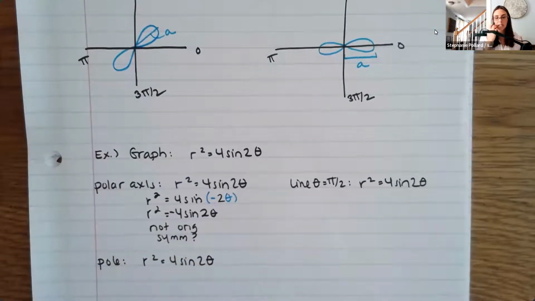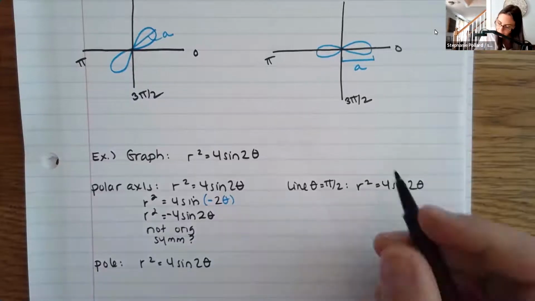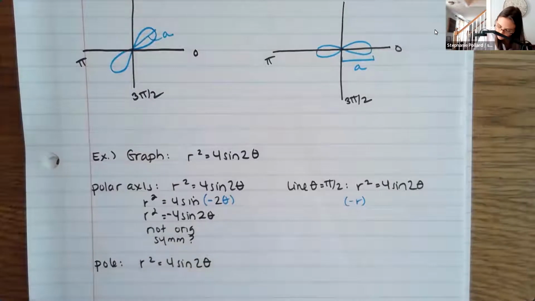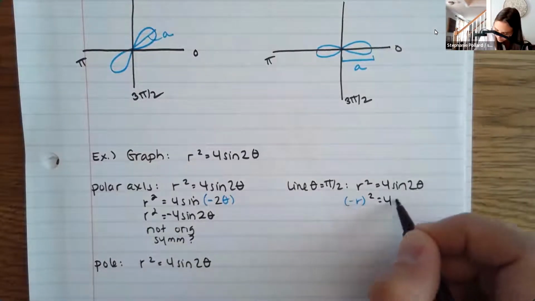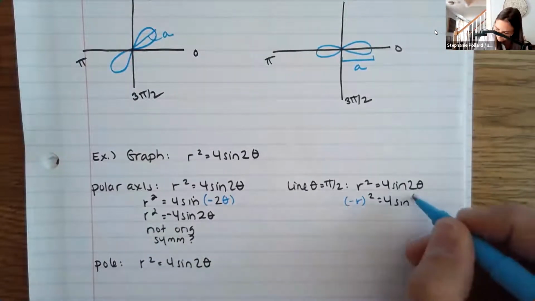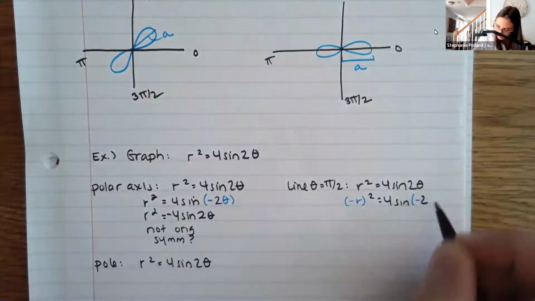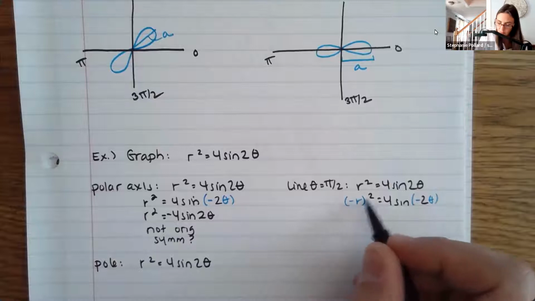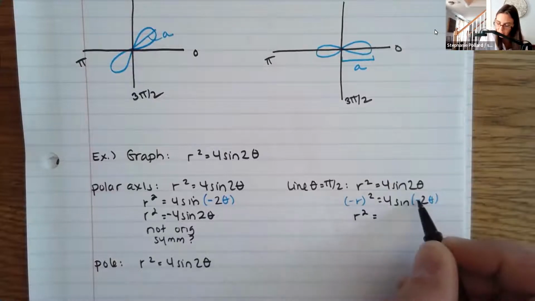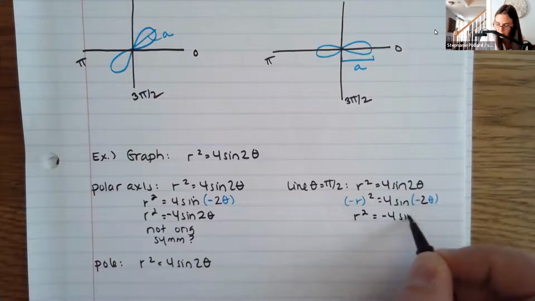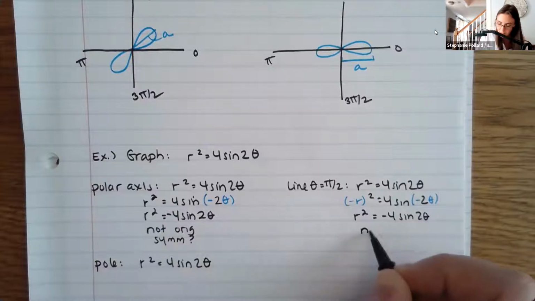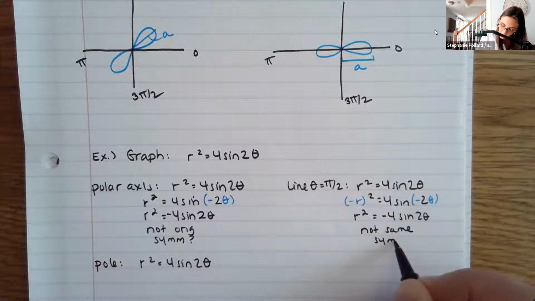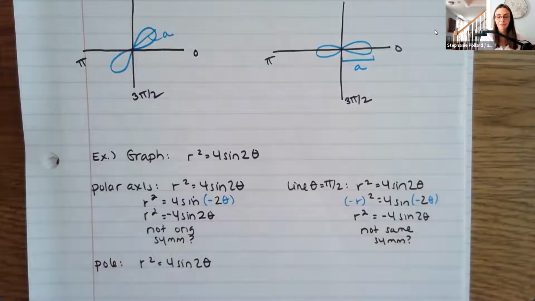We're going to move on to the line pi over 2. Here we replace both the r and the theta with their negatives. Now negative squared is positive, so this still stays r squared, and that negative is still going to come out. So again, you don't see anything here for symmetry. So it's not the same as the original. And again, we just don't know what's going to happen with the symmetry there.